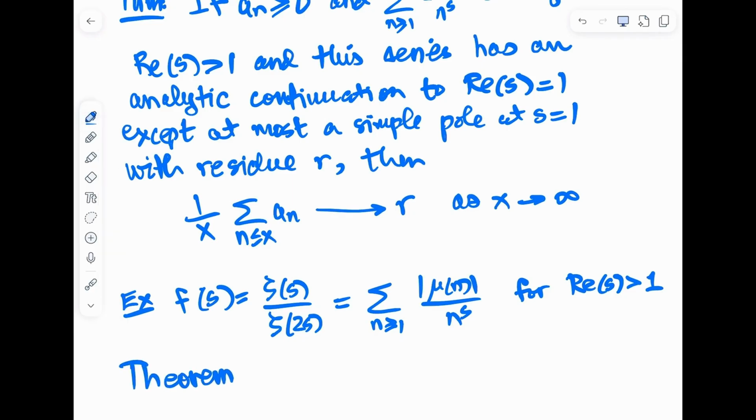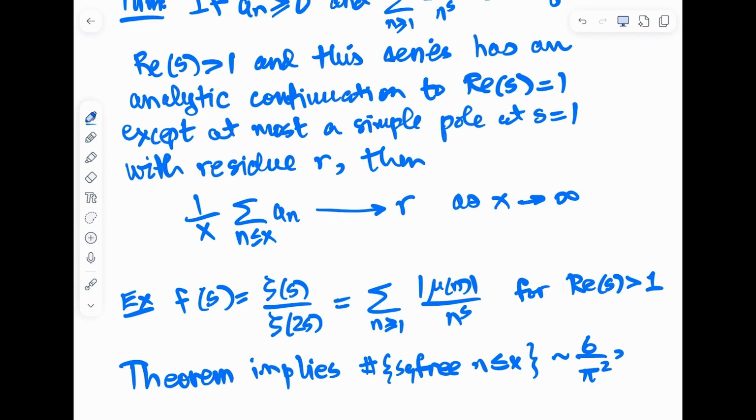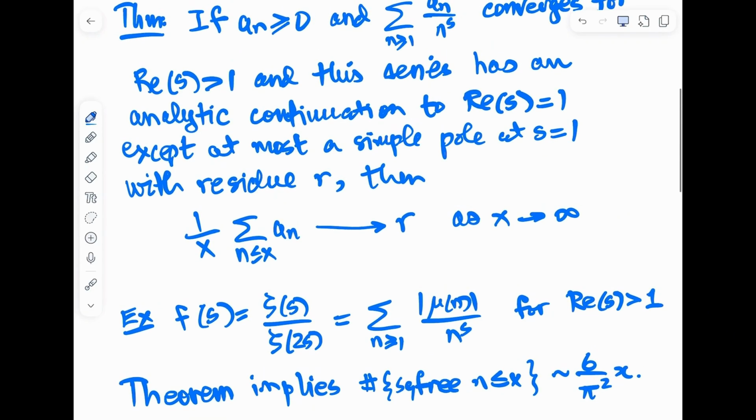And you can use the theorem to, right, so this theorem would imply, there are much simpler ways of doing what I'm about to say, but just as an example, this theorem would imply, for instance, the number of square-free integers up to x grows like 6 over pi squared times x. Again, this can be proved in a much simpler way, but just as an example, if you knew the analytic behavior of this series on the line real part equals 1, you can derive things about averaging the coefficients, which amounts to counting square-free numbers.